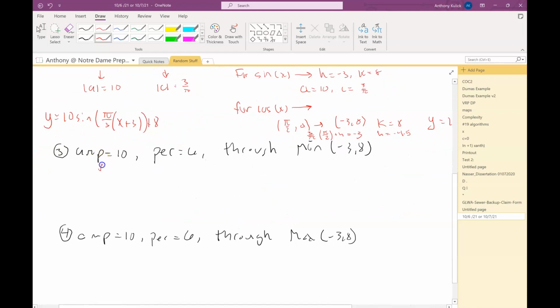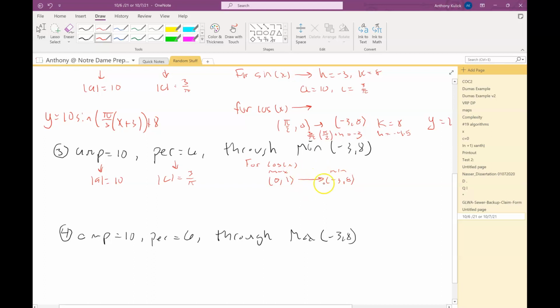Okay. If this is, again, same situation, but this time we're specifying that this point is a minimum. This time cosine becomes easier. So let's do that one first. So cosine, I have an extreme point at 0, 1. That's a maximum. And we're going to take that to the minimum, negative 3, 8.